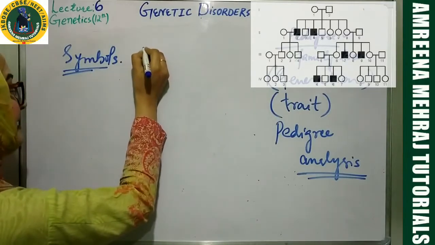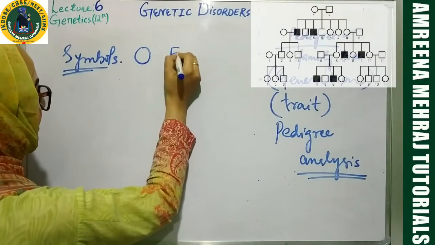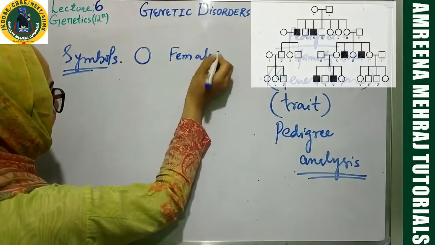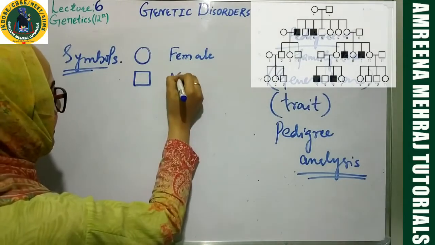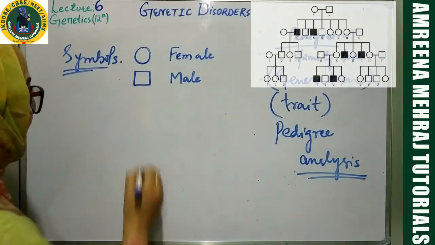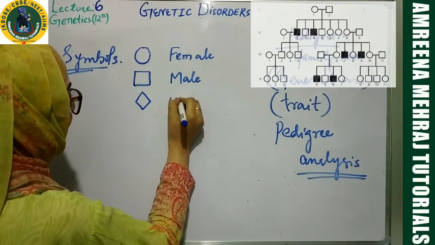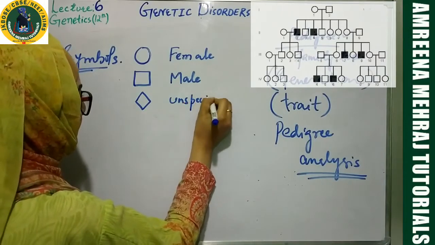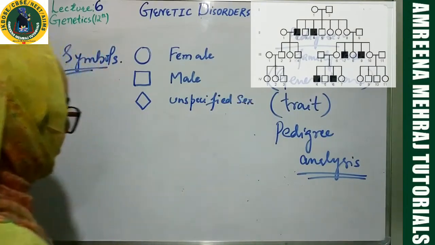You have a symbol of a circle. A circle represents a female. Simple. Similarly, a square represents a male. And you have a diamond, which means some unspecified sex. You don't know about the sex over here.